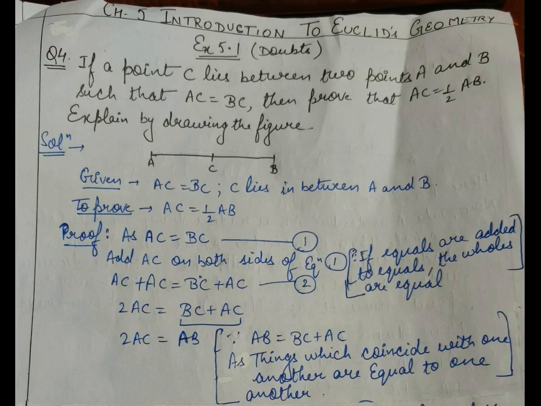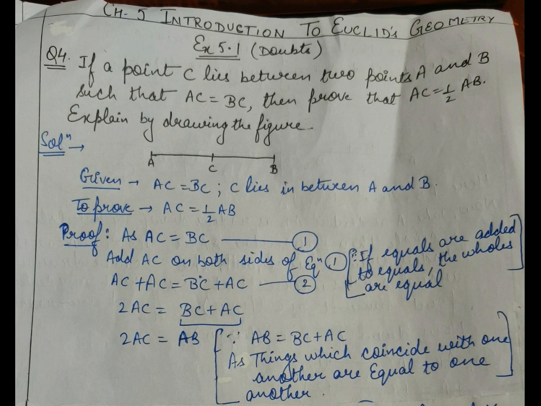In today's class, I will be taking your doubts first. So, doubt number 1 is question number 4 of exercise 5.1. Here, the question is: if a point C lies between 2 points A and B such that AC is equal to BC, then prove that AC is equal to half of AB. Now you have to explain this by drawing the figure.